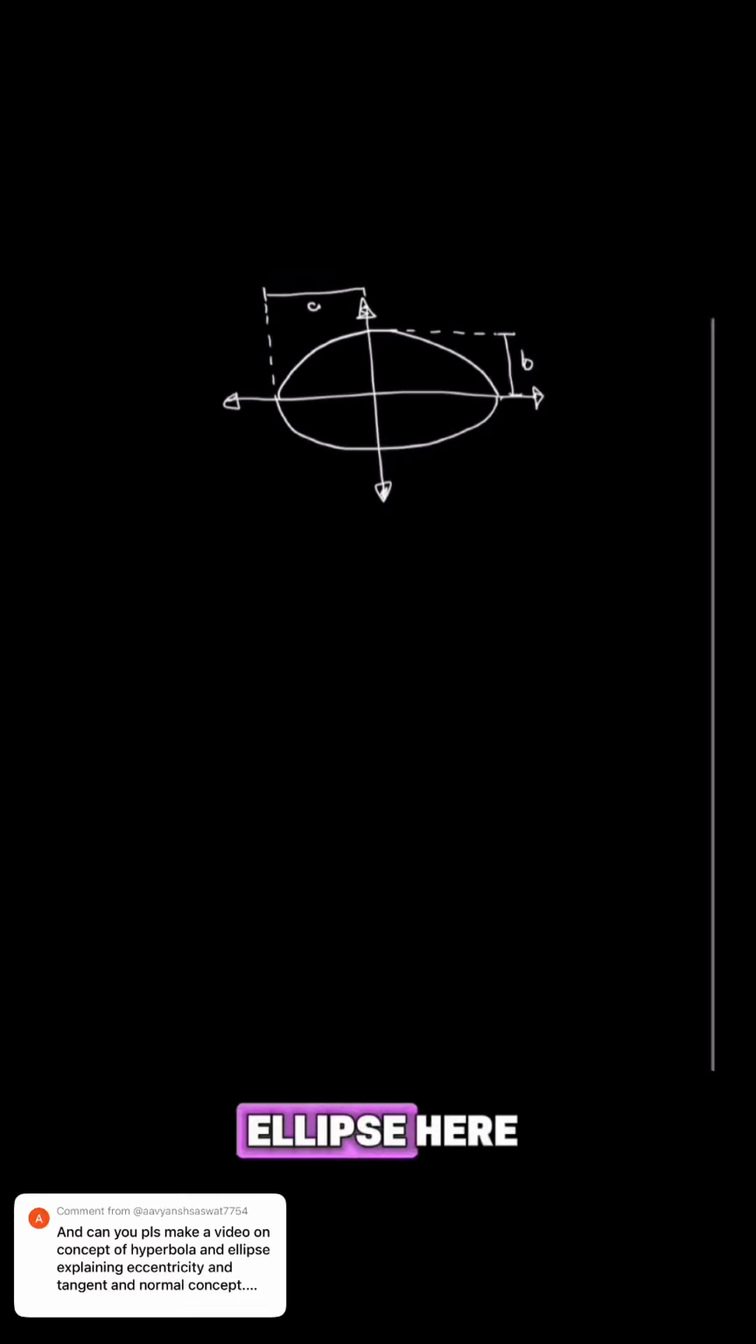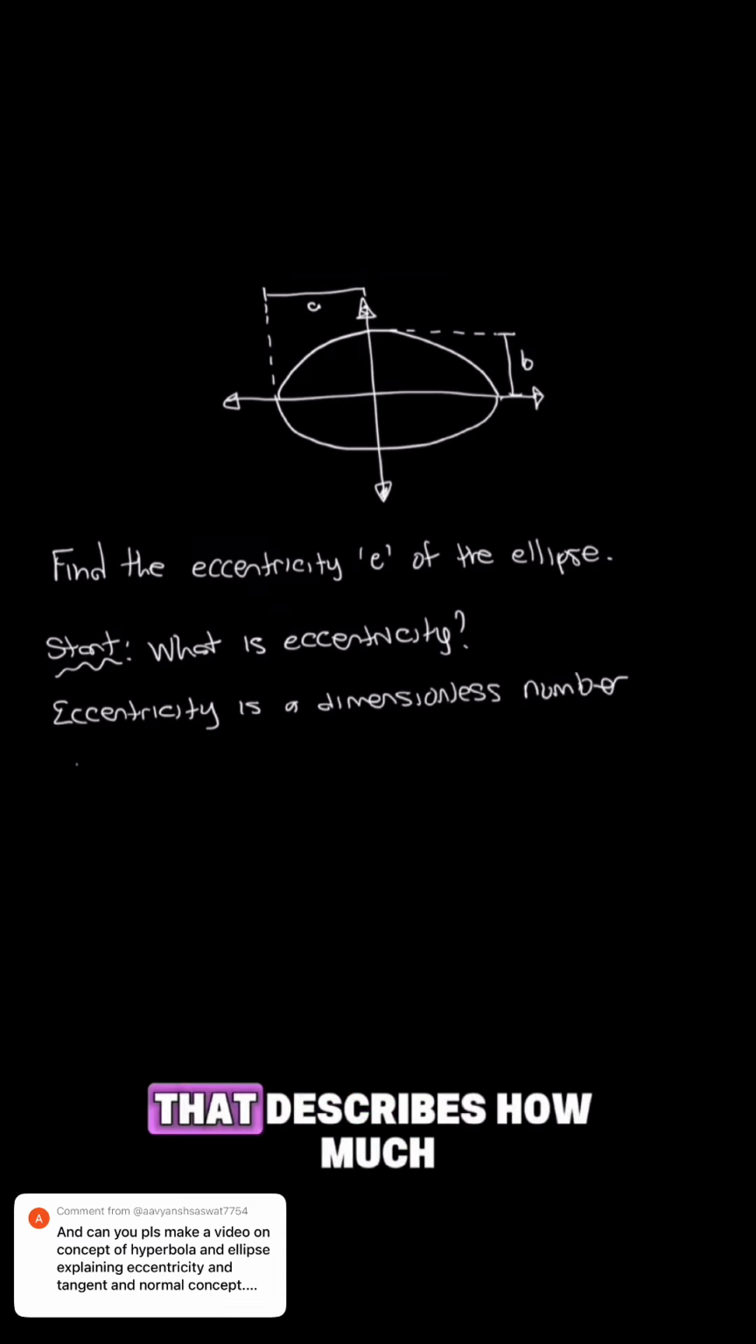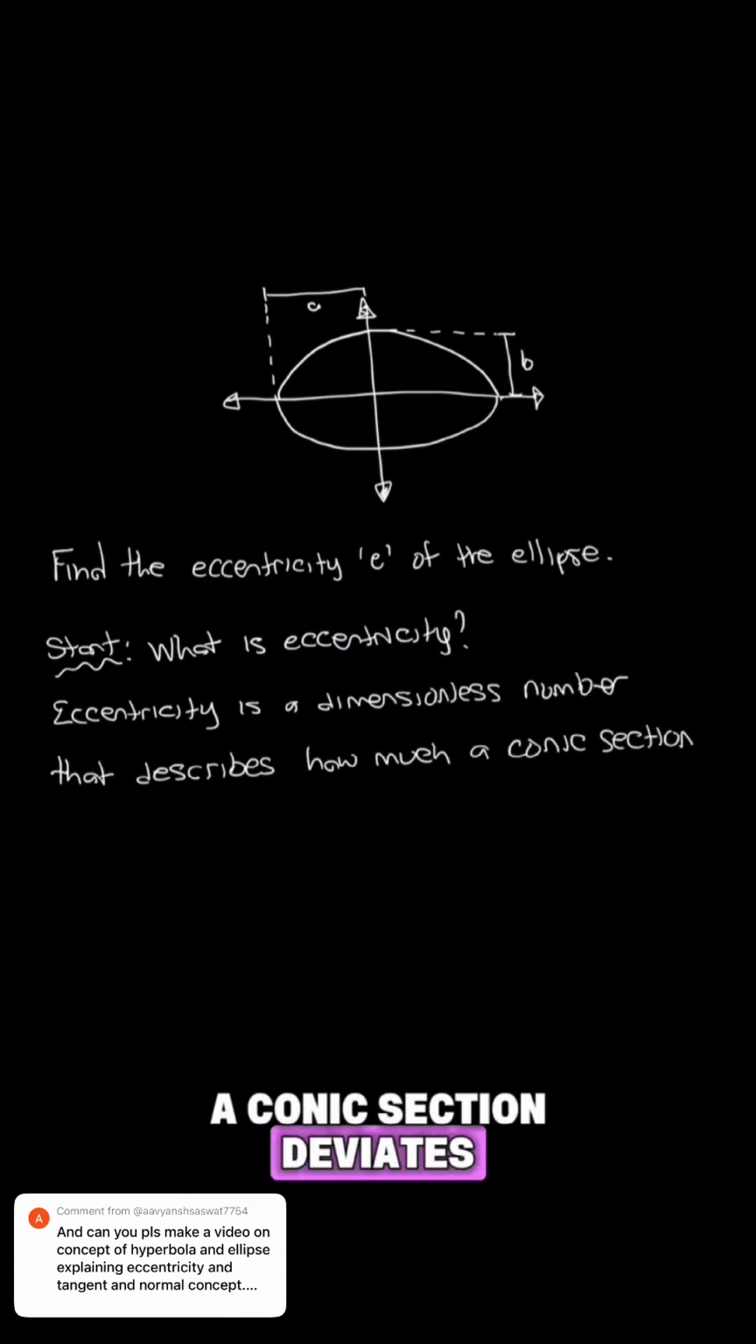All right, so let's say you're given this ellipse here, and the question asks you to find the eccentricity E of the ellipse. To start, what is the eccentricity? Eccentricity is a dimensionless number that describes how much a conic section deviates from being circular.